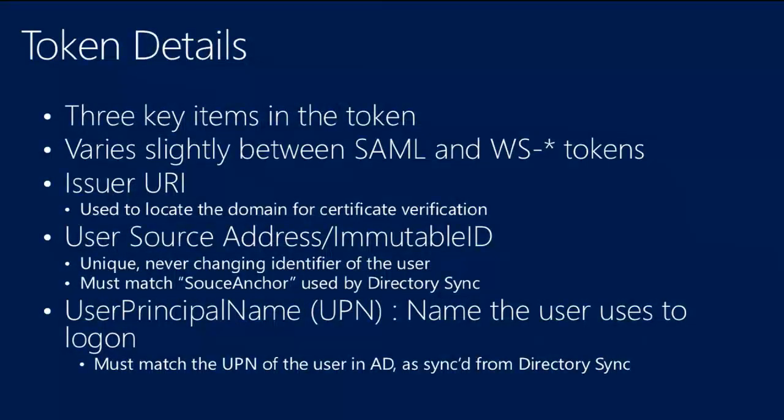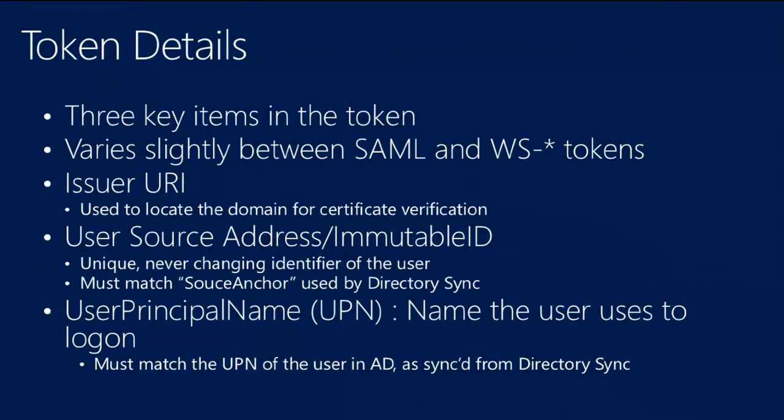So there's three things that come in a token. And this is very important. Their names vary slightly between a SAML token and the way you configure SAML and the way you configure WS-Star. But effectively, these three things are quite important. So one is the issuer URI. The issuer URI is used to locate the namespace, or if you will, the domain, in the tenant, so that we can actually verify the certificate of the token.